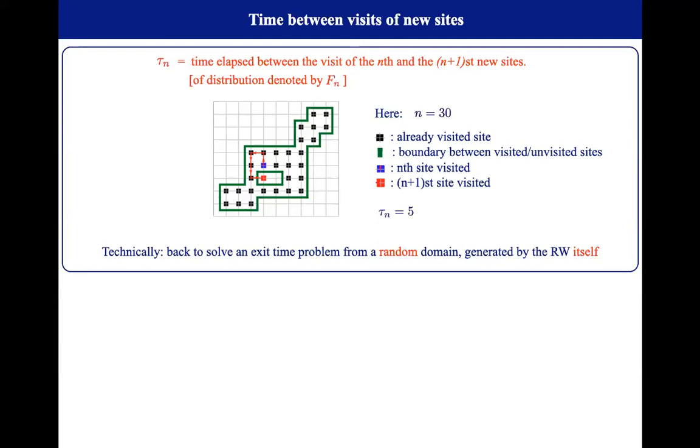In the case of two-dimensional random walks, we know that the support of the random walk contains holes, islands, very complicated at all scales.